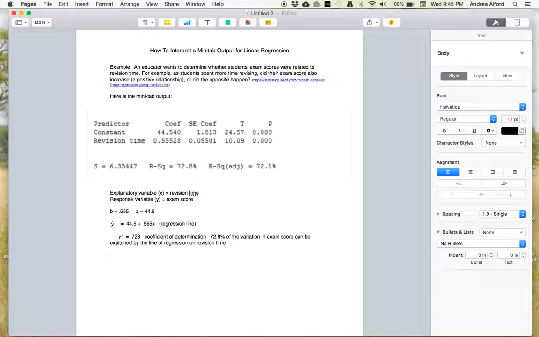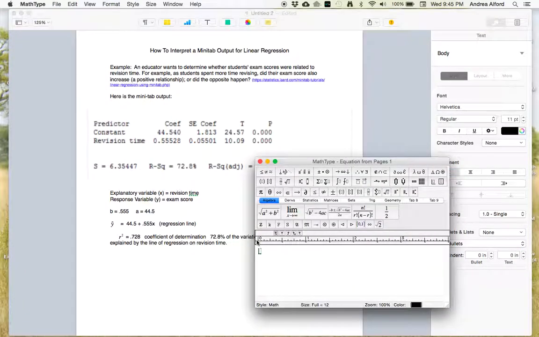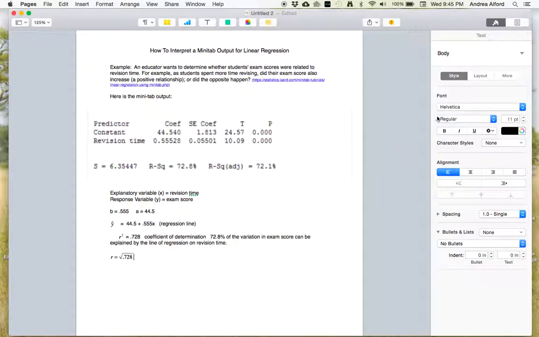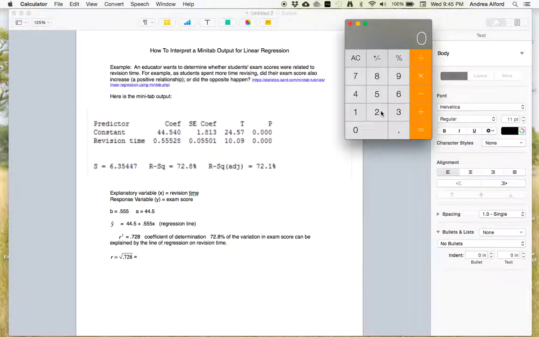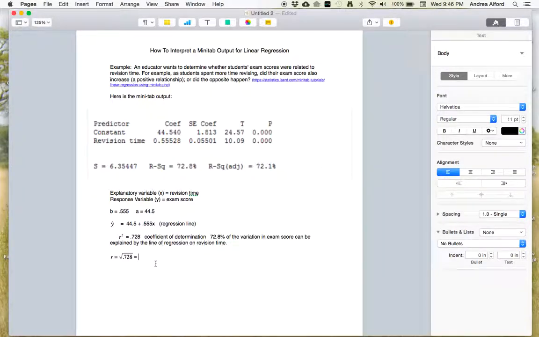R is my correlation coefficient, and again, r is just the square root of that. So if I insert this, r is equal to the square root of 0.728. If I pull up my little calculator here to see what that's equal to, I can't do the square root on this one. Well, you have to do it on your own. That's what r is equal to. You can do that on your own. I don't have my calculator here.